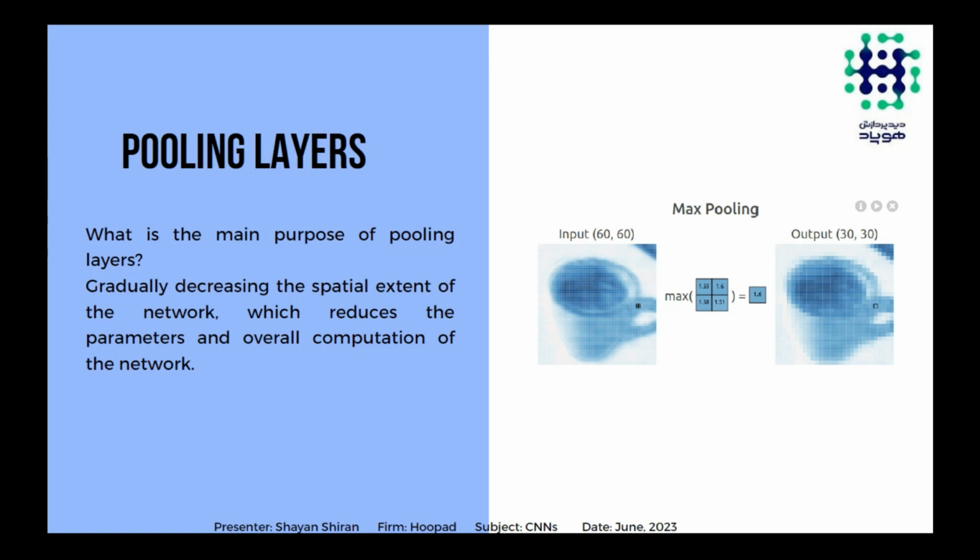layers called pooling layers. Pooling layers have a main purpose, and their main purpose is to gradually decrease the spatial extent of the network. As you can see here, the input size is 60 by 60, and the output is going to be 30 by 30. Pooling layers are for reducing the size, and they gradually decrease the spatial content.